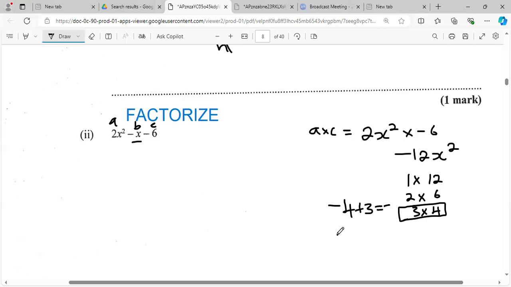Computer won't let me be great, you know, guys. Yeah, so this is negative 1, right?